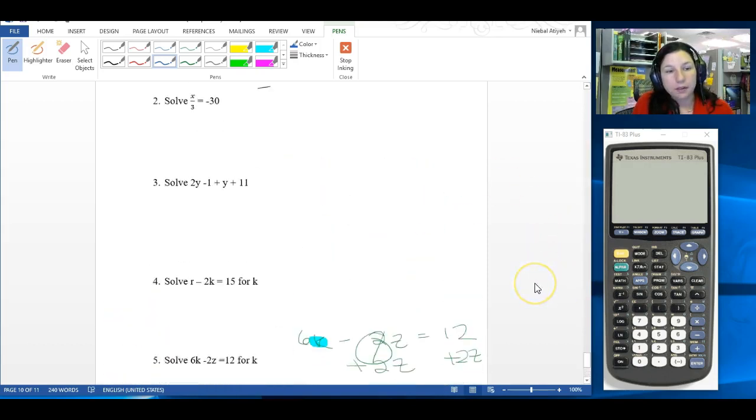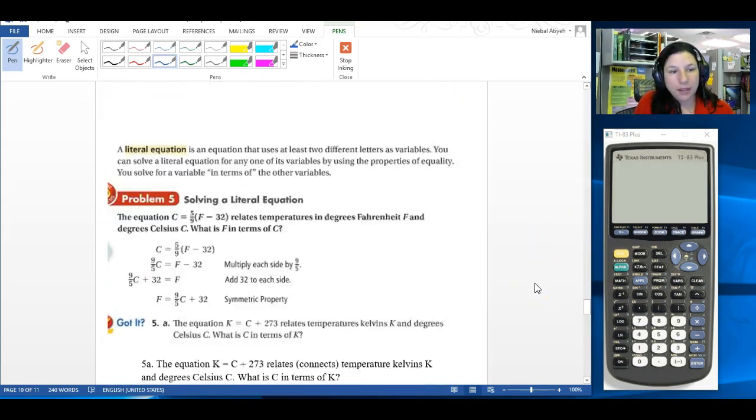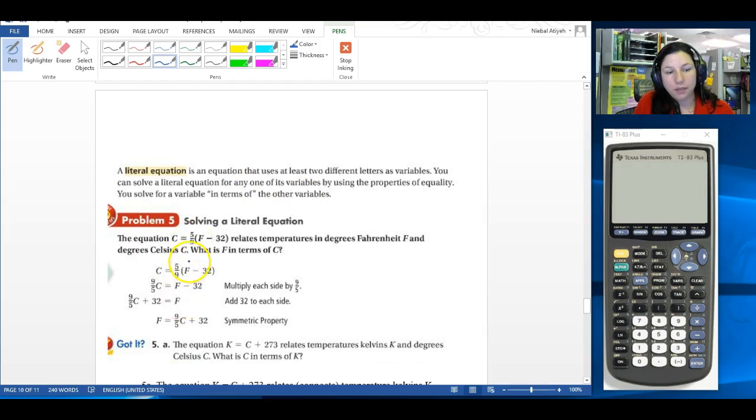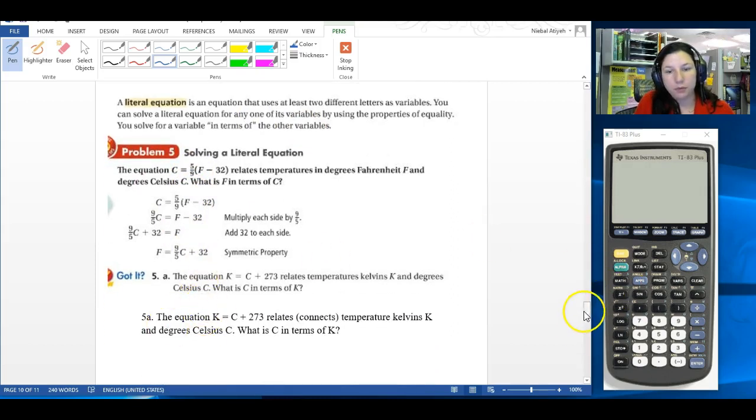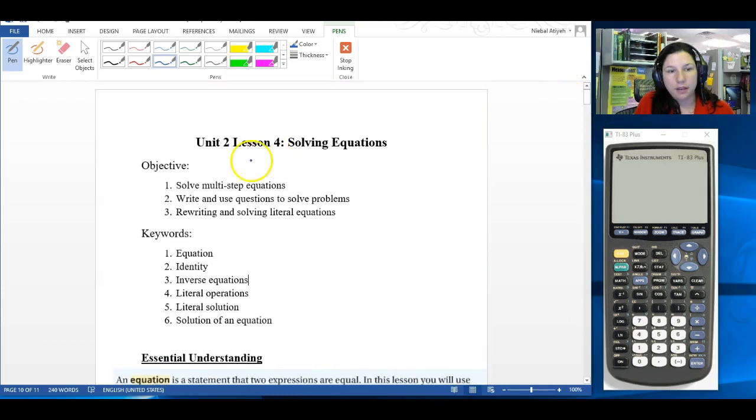If you feel like you need more practice, you can follow along, look at those example problems, and try those as well until you're confident that you can do these skills.